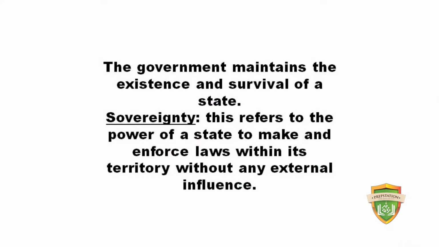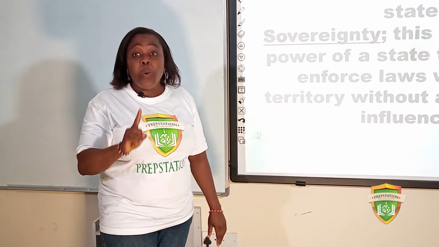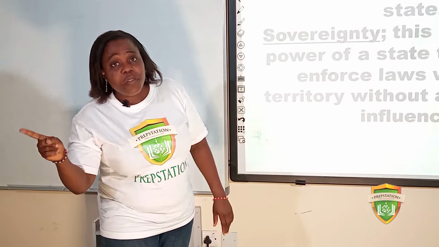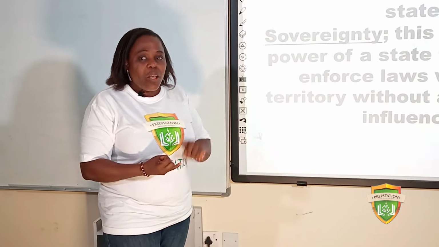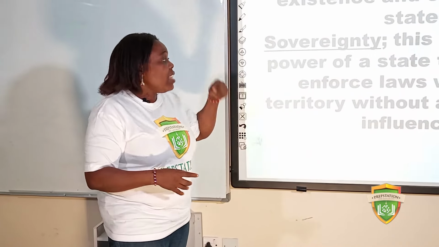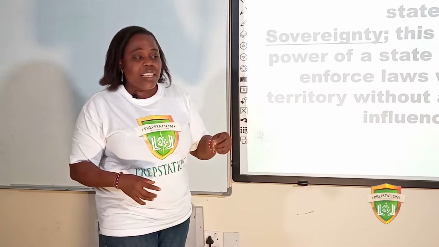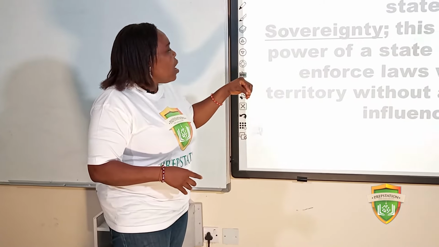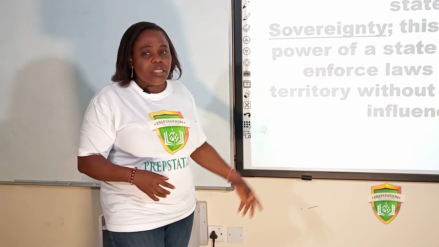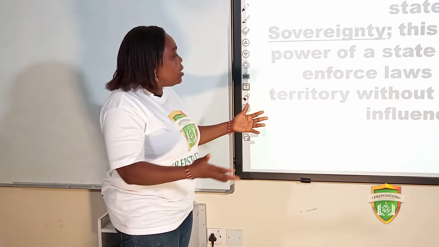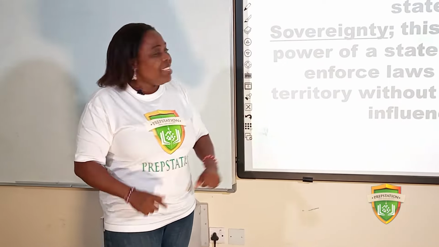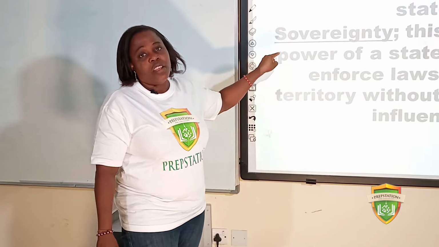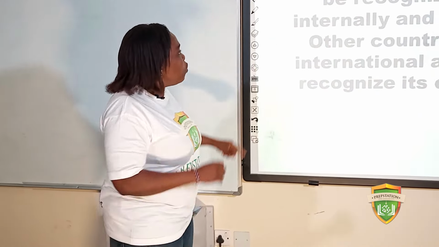External influence. A state should be able to make decisions on its own without interference from outside. A state should be able to bear its losses and its gains. If a state makes a decision that goes contrary to what they wanted and it's to their disadvantage, they should be able to do what? Bear the loss. That is what makes it what? Sovereign. So please take note of this.